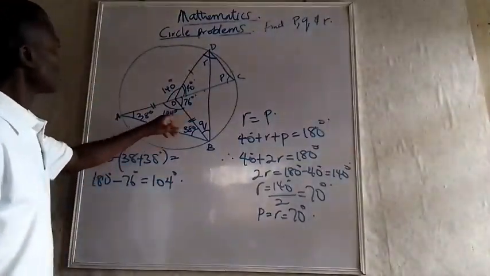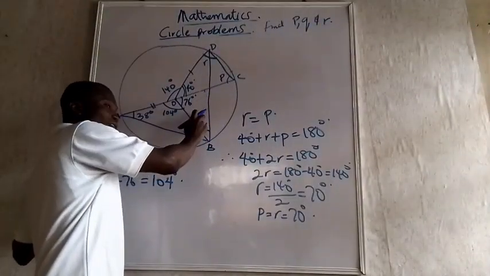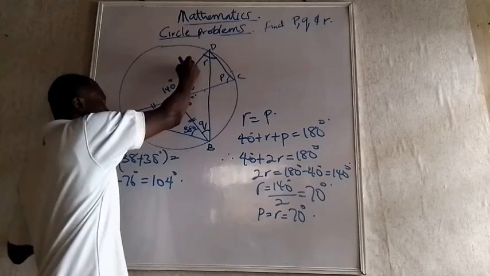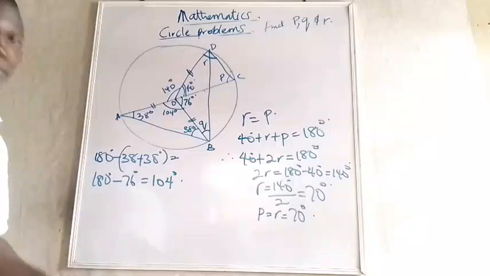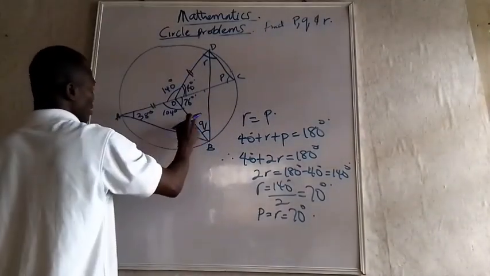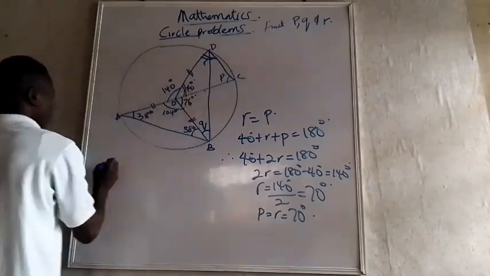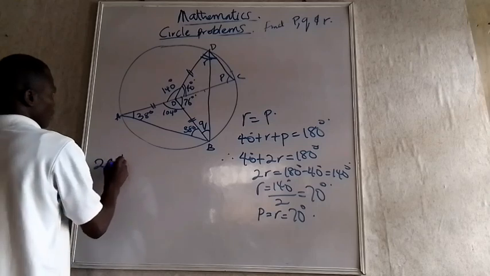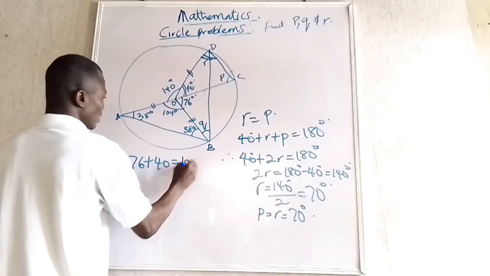Now, Q here is angle of the base of an isosceles triangle. This one here and this one here are equal because they are all radii. So this part here will be equal to this. So we have 2q plus 76 plus 40 is equal to 180 degrees.